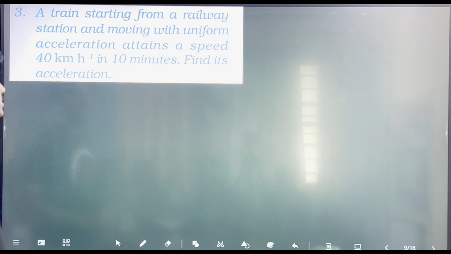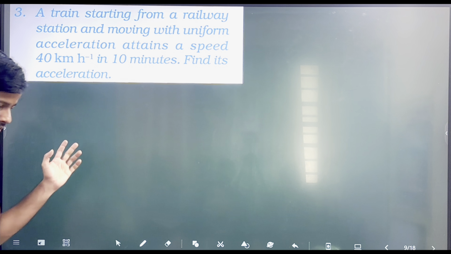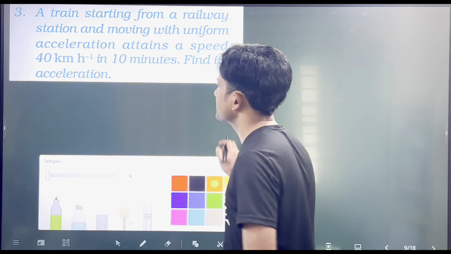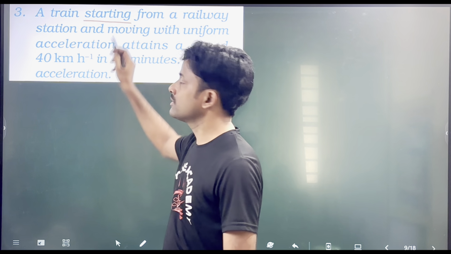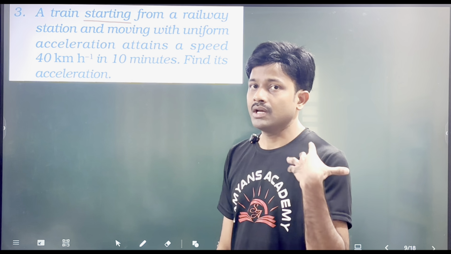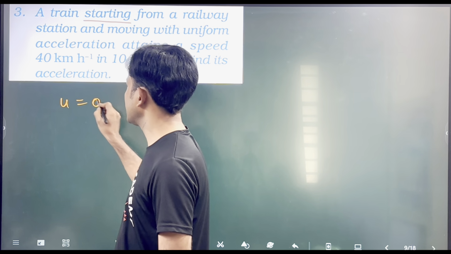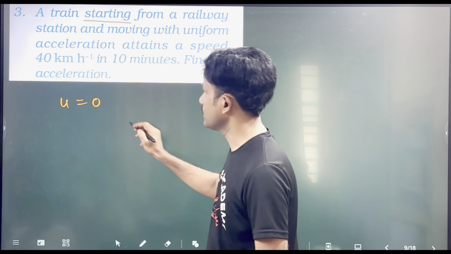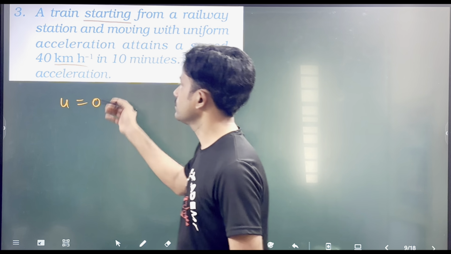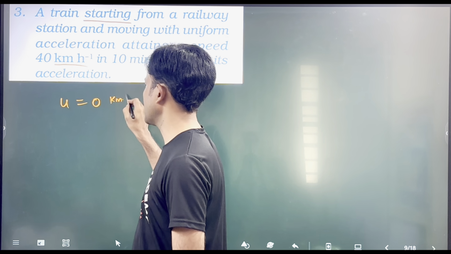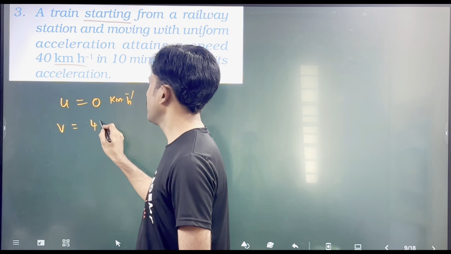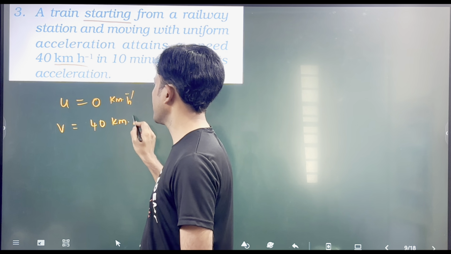Next one is a train starting from a railway station and moving with uniform acceleration attains a speed of 40 km per hour in 10 minutes. Find its acceleration. Now you see, the train starts from rest. Starting means at the start, what is its position? Very good. Initial velocity is 0. Given in kilometer per hour, so you take kilometer per hour only. Final velocity is 40 kilometer per hour.